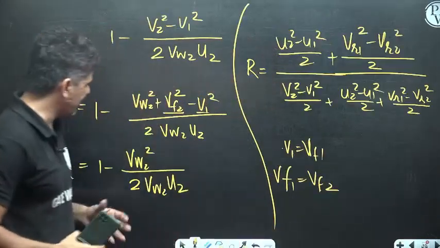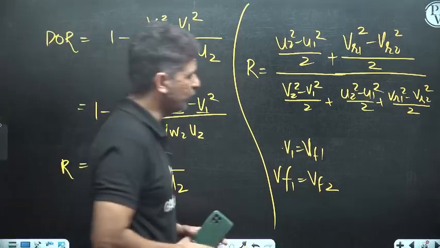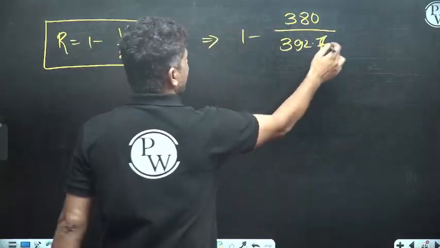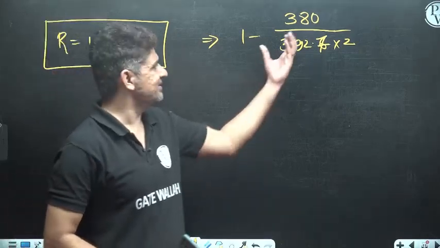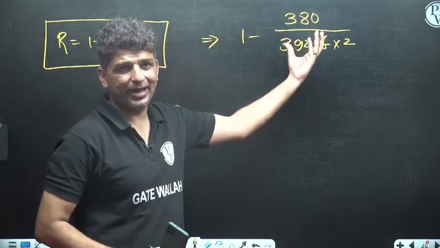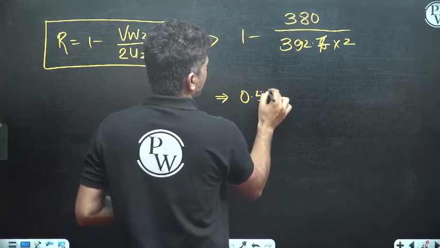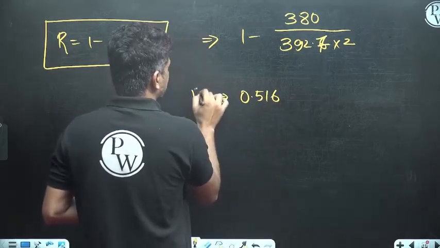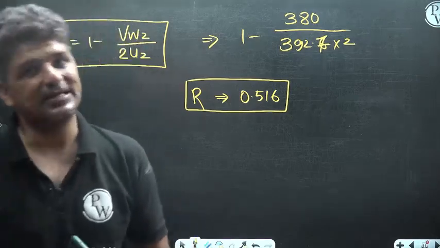So you see over here there is a 2 that is remaining. VW2 will cancel. VW2 divided by 2 U2, multiplied by 2. So this value will come out to be slightly less than 0.5, around 0.48. And you see that this value comes out to be 0.516. So degree of reaction will be equal to 51.6%.